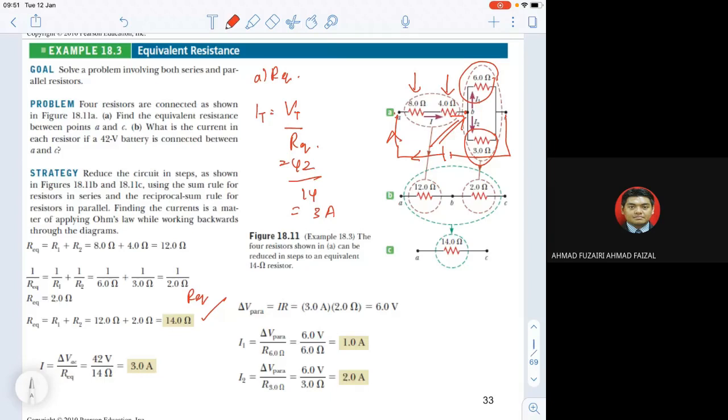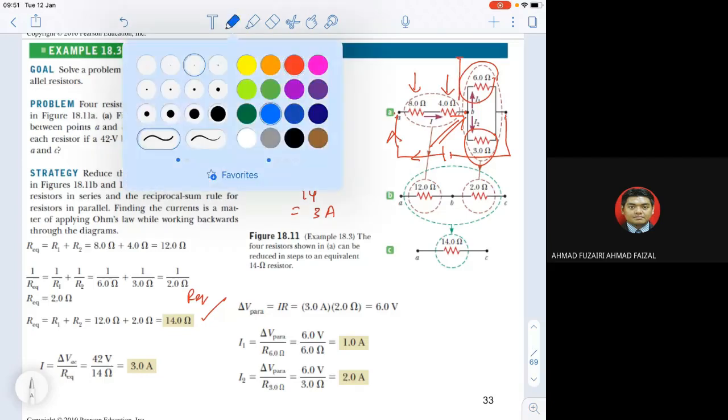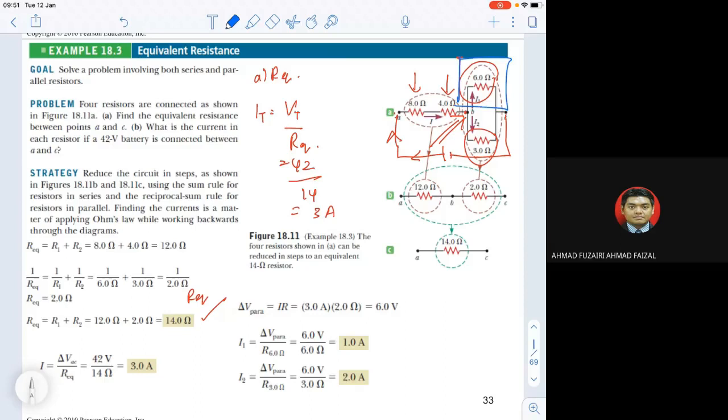At this point the current will split into I1 and I2. So first we want to find the voltage at the 6 ohm and the 3 ohms, because the voltage is the same across this box since they are parallel to each other. In order to do that, we need to find V. That's why they calculated I, which is 3 amperes times 2 ohms.